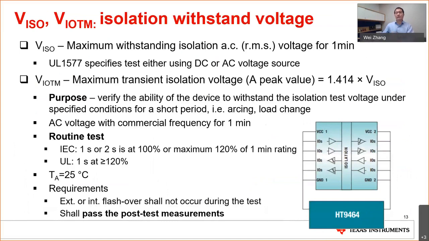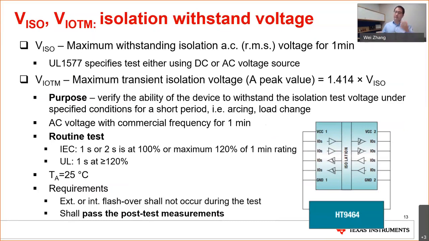And the next one is the VISO and VIOTM. VISO is the maximum withstanding isolation AC voltage for 1 minute. And this is specified for UL 1577, tested using either DC or AC. The new information here is that most of the time you see it is AC, but it can be DC. It's fine. VIOTM is the maximum transient voltage, which is just the peak of the AC, which is 1.414 times the VISO. What is the purpose of VIOTM? It verifies the ability of the device to withstand the isolation test voltage under specified conditions for a short period.